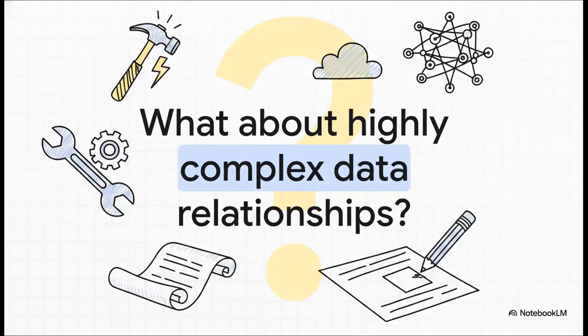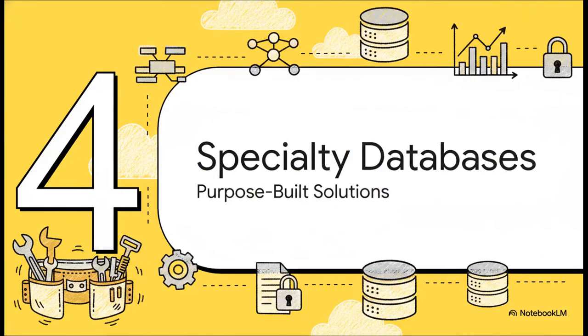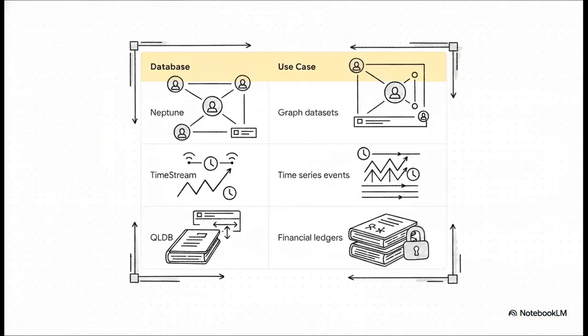Sometimes, though, your standard hammers, wrenches, and even your heavy-duty analytics tools just aren't going to cut it. What if you have highly specific, complex data relationships? For cutting-edge problems, you need something custom-built. Let's crack open Section 4, Purpose-Built Specialty Databases. This is where AWS really flexes its engineering depth, offering databases designed for extremely specific use cases. These are your precision instruments.